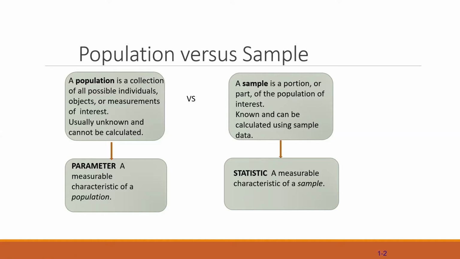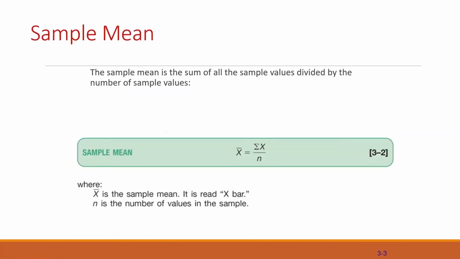Again, for example, the sample mean, which is the average of the whole sample, and we can calculate the average of the sample. Therefore, it is known for us. Let's talk about a few of the sample statistics and see how they are calculated, since we can calculate them using the data. Starting with the sample mean.